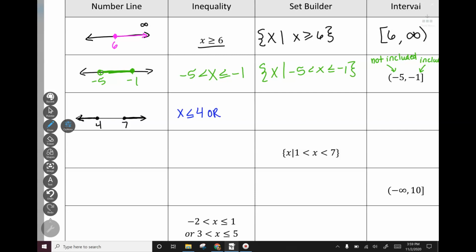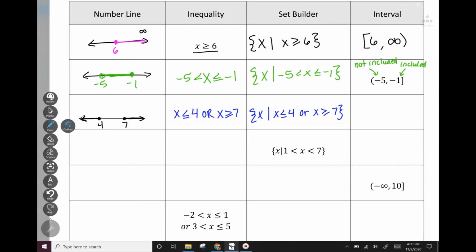or, and then look at the next shaded part. If the two shaded parts are separate, you're going to have two separate inequalities. So x is greater than or equal to 7. Okay, so two separate inequalities, and you can write that in set builder. The set of all x such that x is less than or equal to 4, or x is greater than or equal to 7. So it can be in either place, either or.